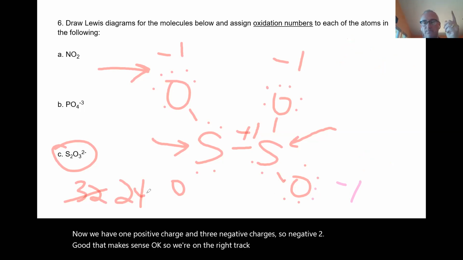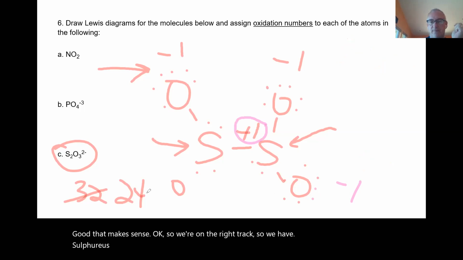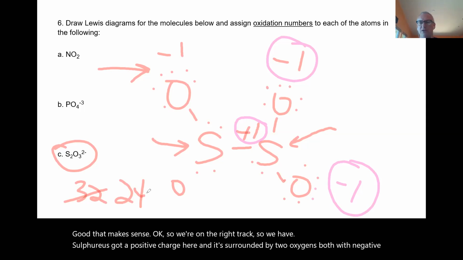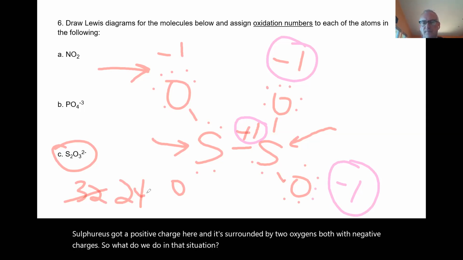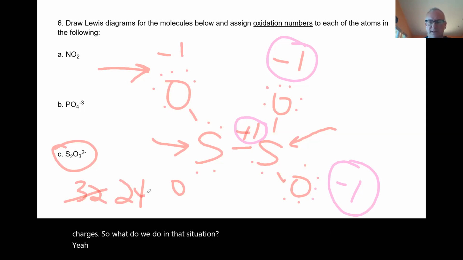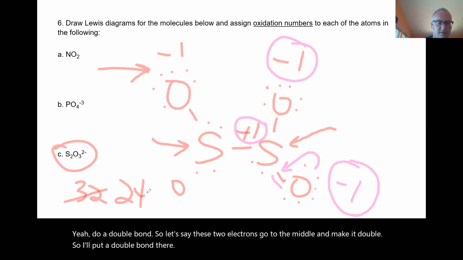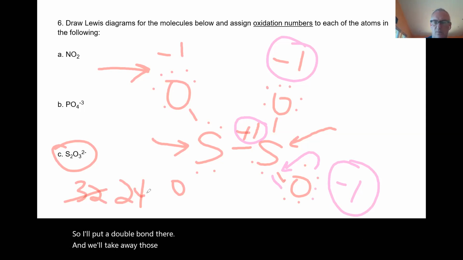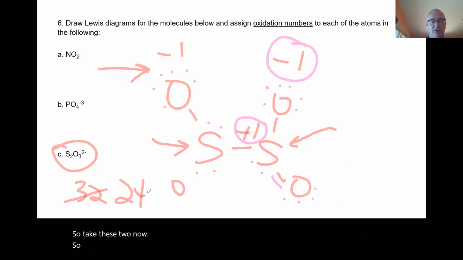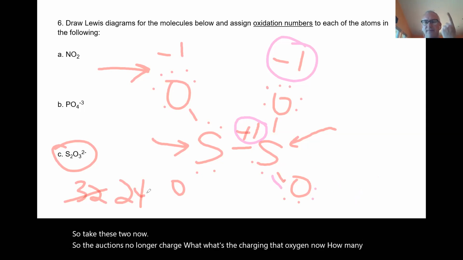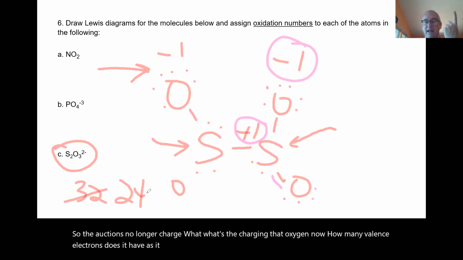So we have sulfur with a positive charge here, and it's surrounded by 2 oxygens, both with negative charges. So what do we do in that situation? Double bond. Yeah, do a double bond. So let's say these 2 electrons go to the middle and make a double. So we'll put a double bond there, and we'll take away those 2 electrons. So take these 2. Now the oxygen's no longer charged. What's the charge on that oxygen now? How many valence electrons does it have as an atom? 6. How many does it have in that molecule?